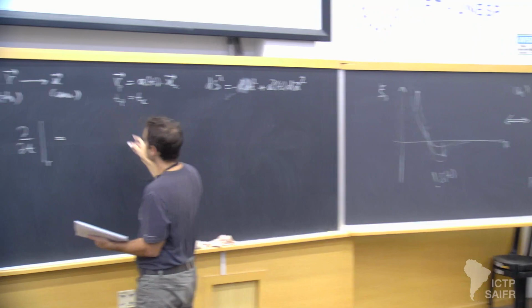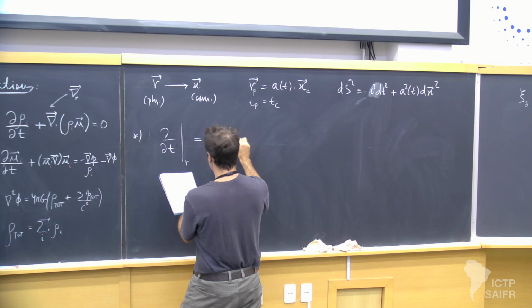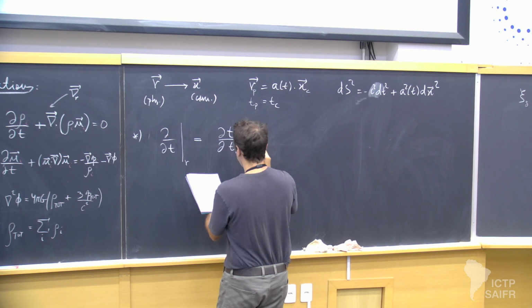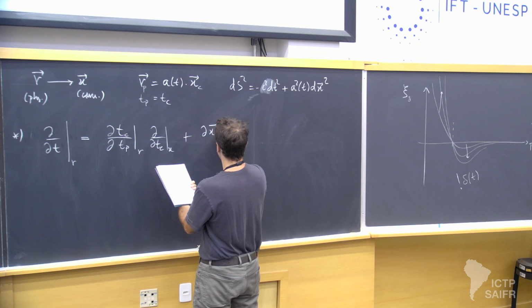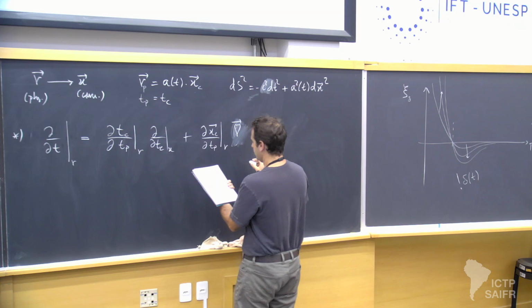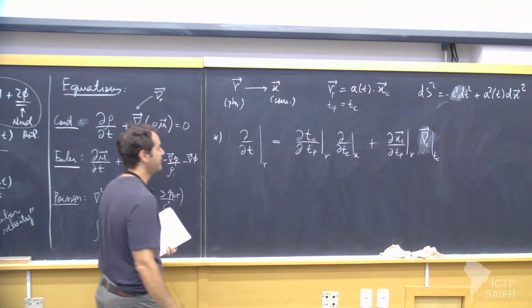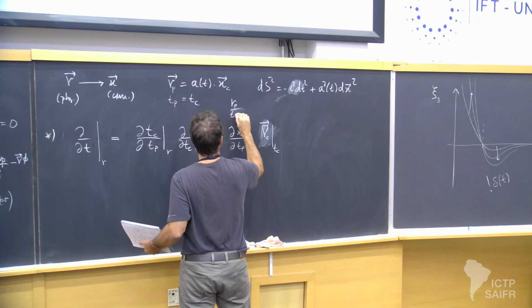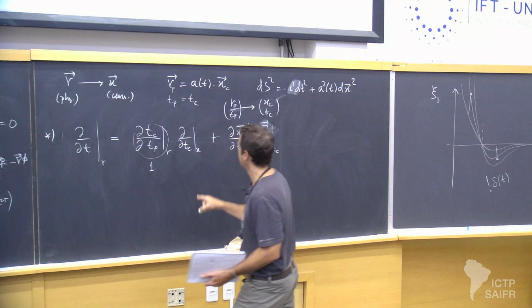So what should we do here? This is really what you have to do: take the partial derivative of the two times here at r fixed, and then you have to take d dt at x co-moving fixed. And then there's another component here, which is dx co-moving dt physical at r fixed, times the gradient co-moving at t fixed. So this is how you, for instance, write the partial time derivative as you go from r physical, t physical to x co-moving, t co-moving. This is what you have to do. Of course, this is 1 here. This is 1. This is d dt, but this is not.